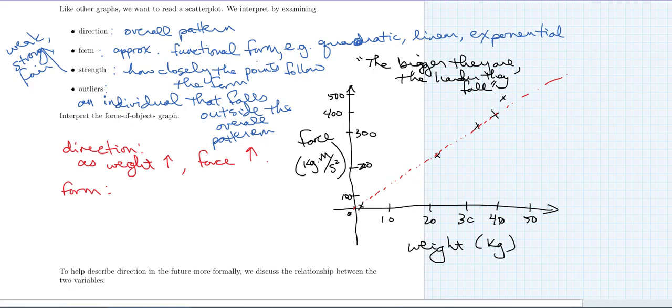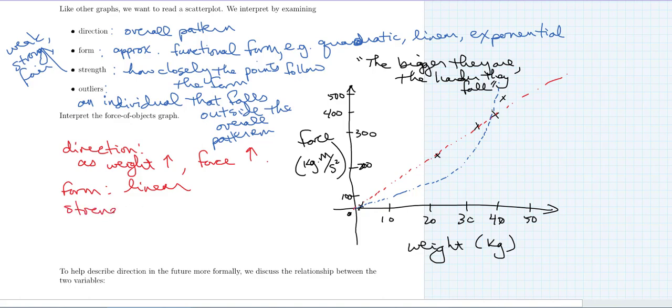And if we had a quadratic, it might look like this. Okay, so which one do the points follow the best? Well, based on the way I've drawn it, it looks like a linear function fits these points the best, okay?